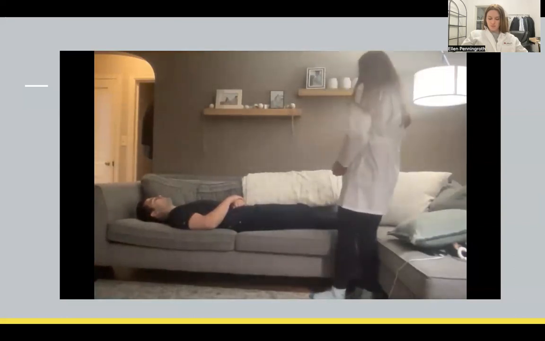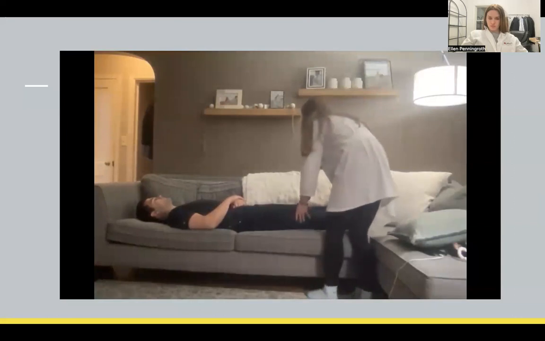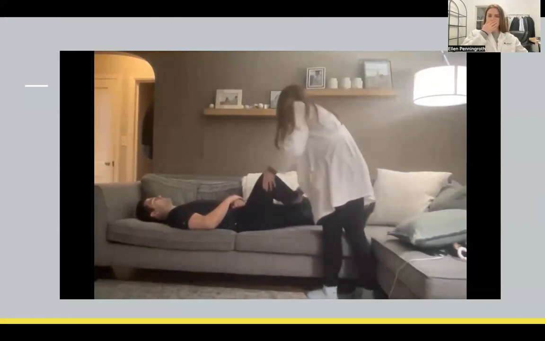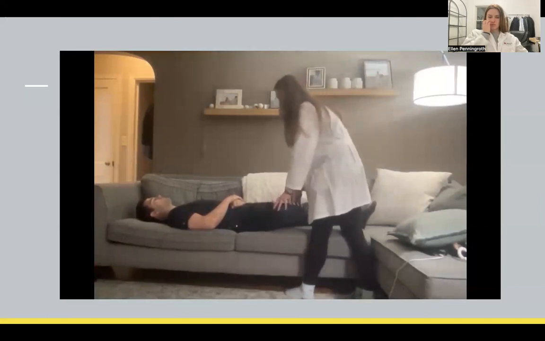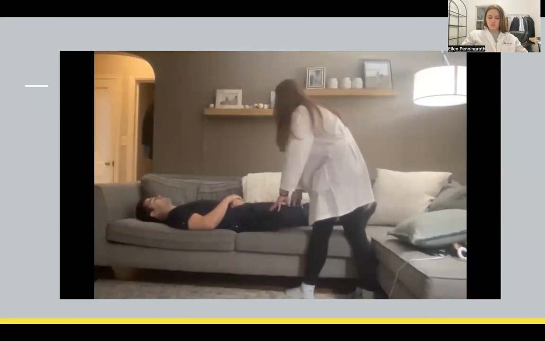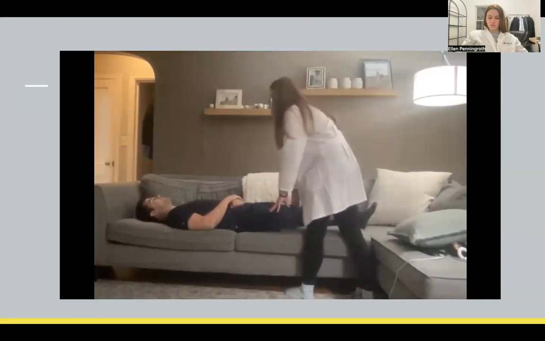From here, we could do the FABER test. We'd have the patient cross their affected leg over the opposite knee. We are assessing for range of motion with this crossover knee. So the knee should be able to pretty much hit the exam table. If it remains higher than the extended straight leg, that can indicate some SI joint involvement here.